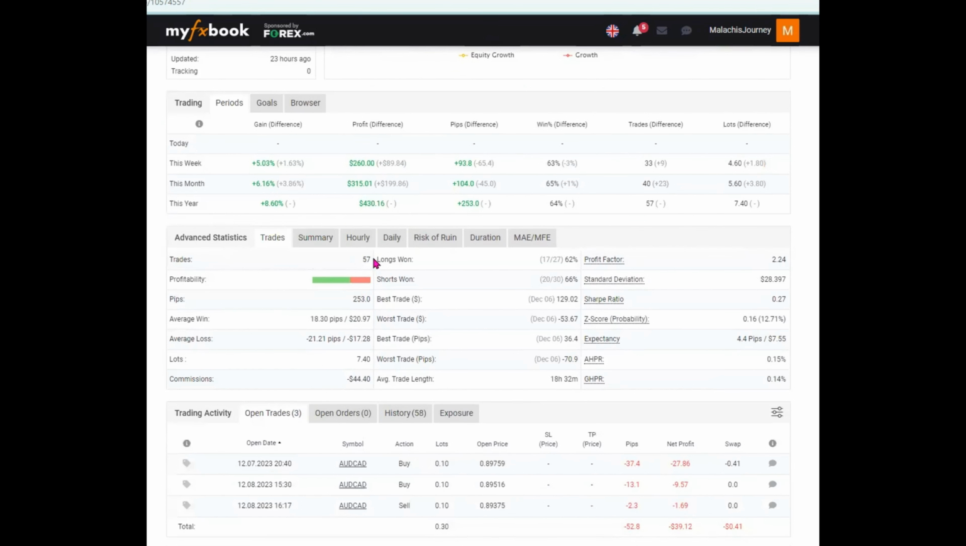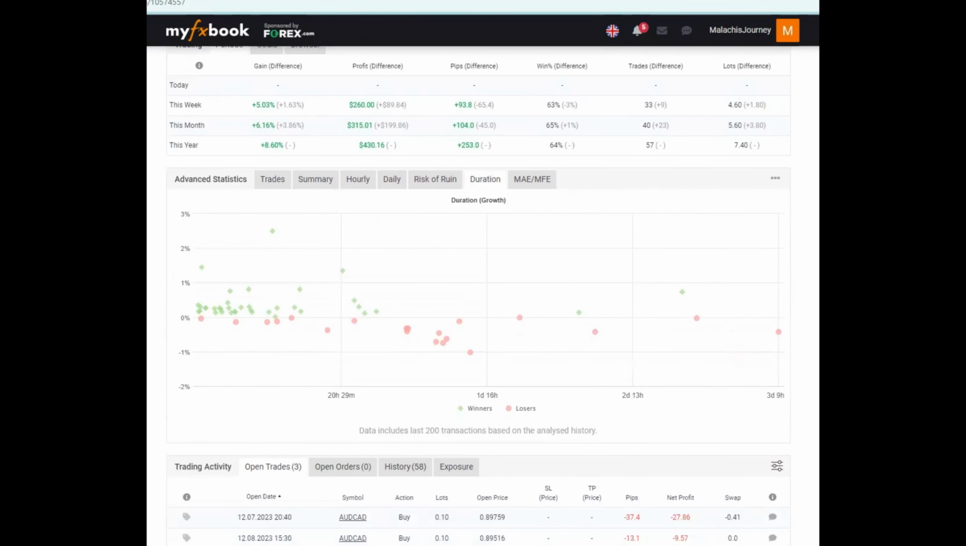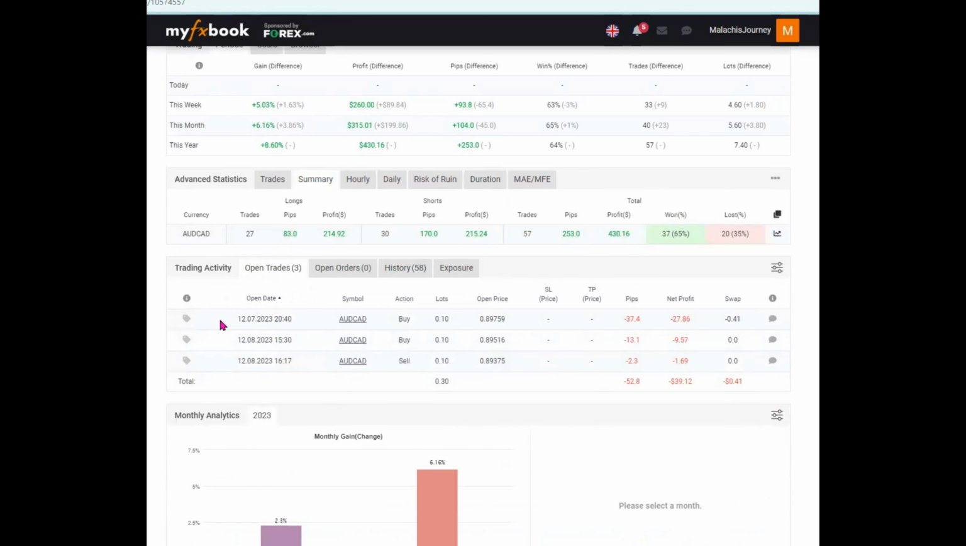We've made 57 trades. For those of you that do enjoy a bot that trades more often, this does make trades. It's always got trades open. 62% win on the longs, 66% win on the shorts. All right, let's look at the duration of the lots held. The longest trade held open was 3 days and 9 hours, and the majority of them fall into less than 1 day. So it's got open trades. It's only trading the AUD CAD. As you see, it has both buys and sells open right now.